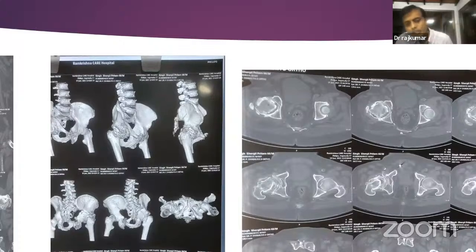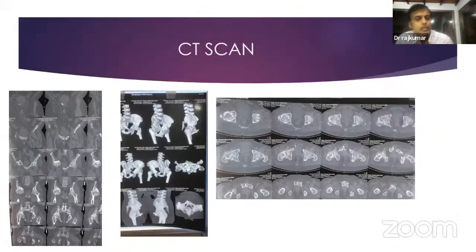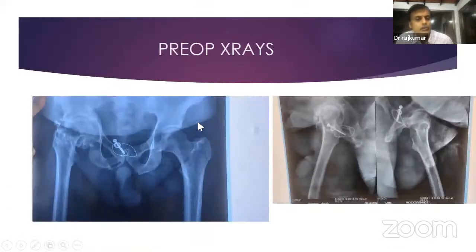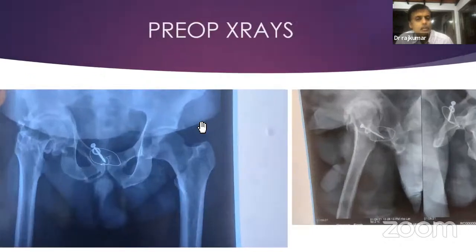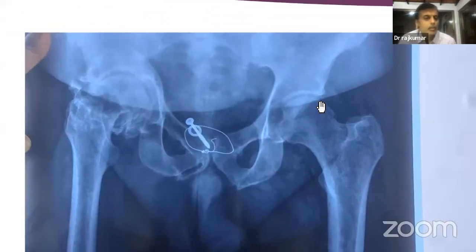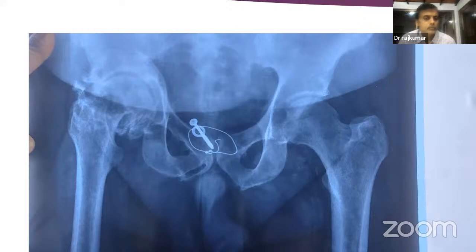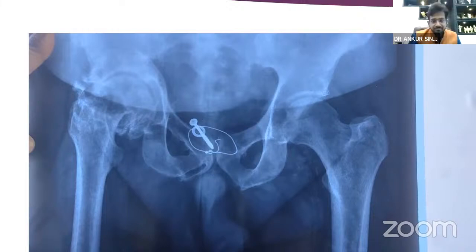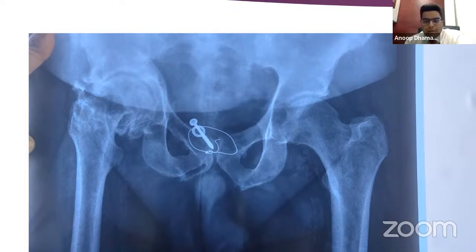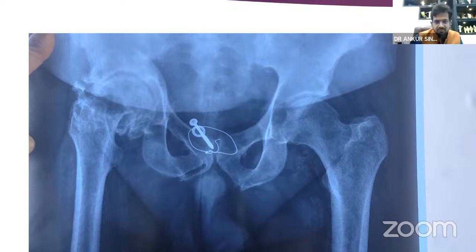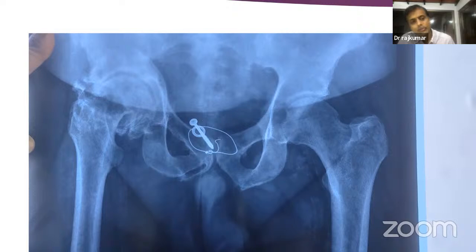62. Okay, show me the x-ray. He has contained the defect also, so it's clear. Okay. Superolateral defect. If you look at the opposite side, it's more of a migration, both superiorly and medially, and there are a lot of inferior osteophytes also there.